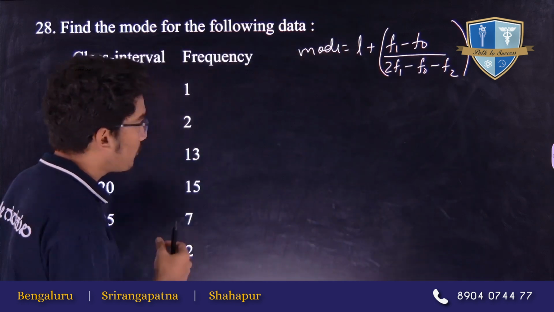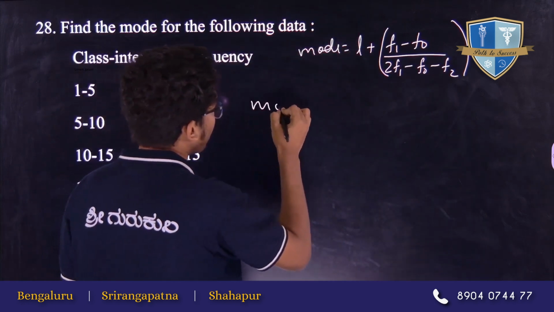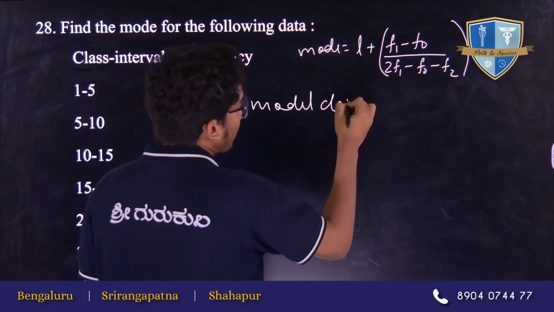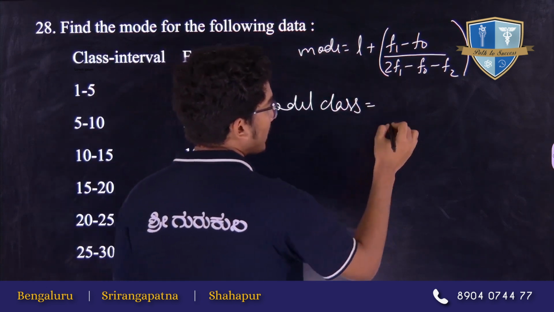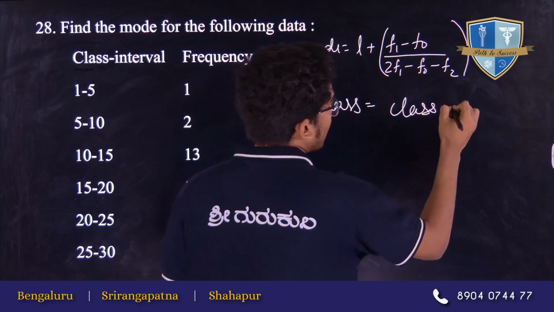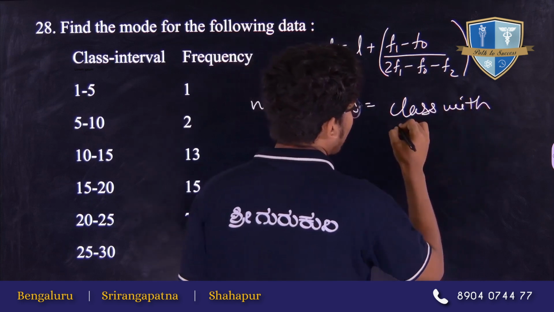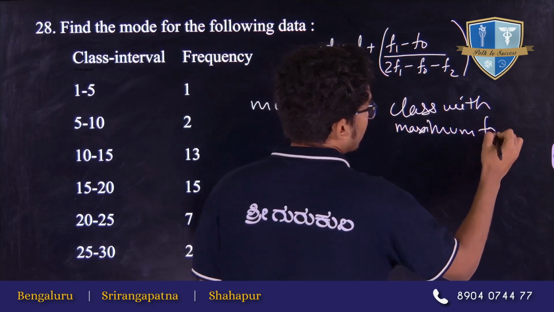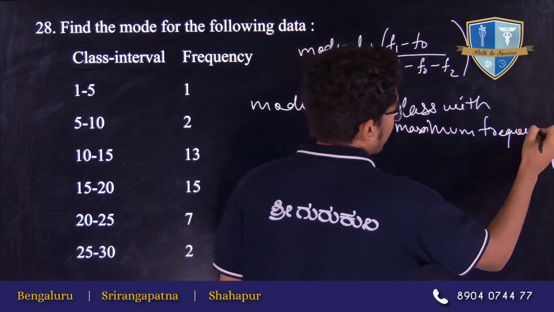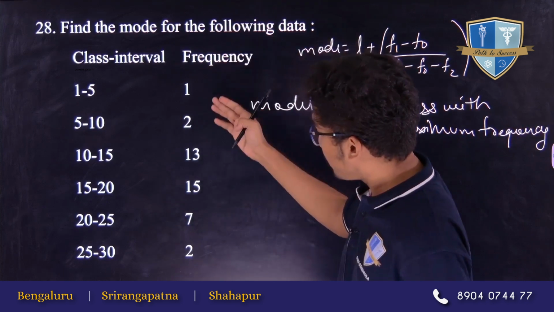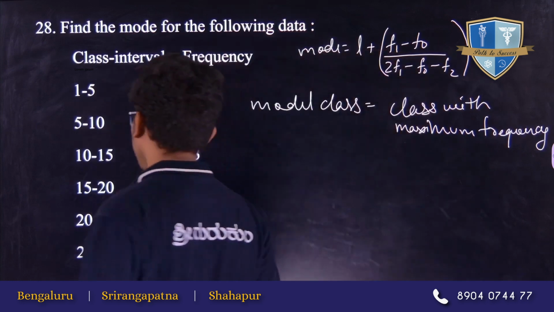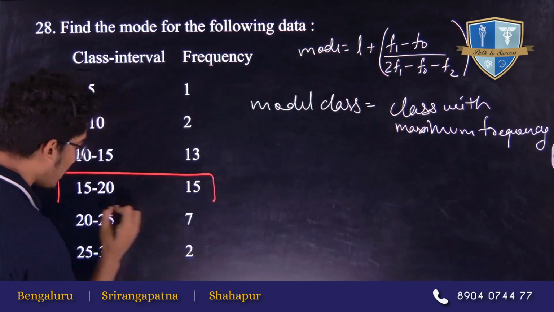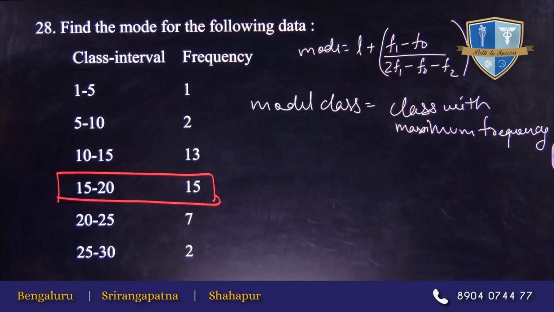So first we will have to find the modal class. Modal class is nothing but the class with maximum frequency. So these are the frequencies. The maximum frequency is 15. So this will become our modal class. Now using this we will find the mode.